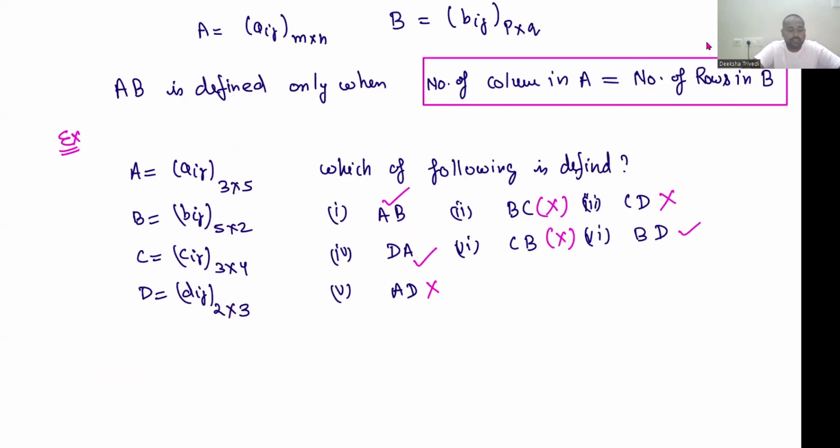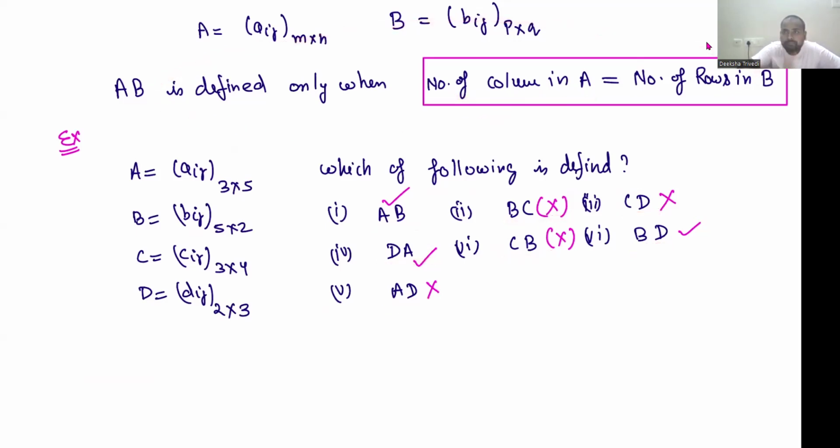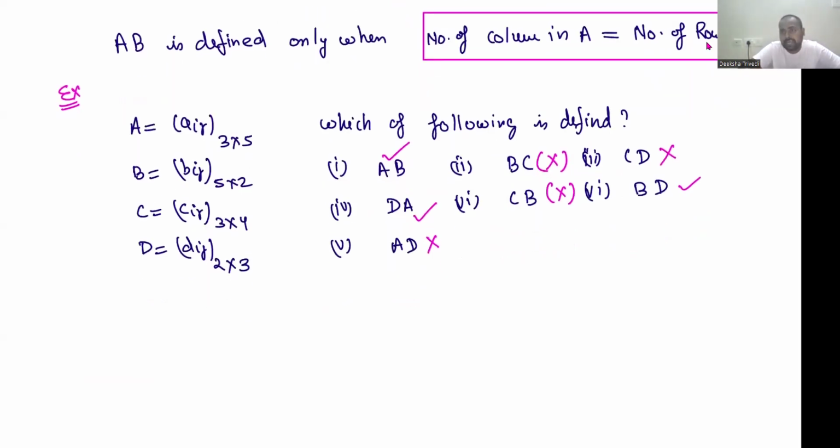Anyone have doubt on this? So हम केवल वही मल्टीप्लिकेशन डिफाइन कर सकते हैं जिसमें number of columns in first matrix is same as number of rows in second matrix. Very good. So मैट्रिक्स मल्टीप्लिकेशन करने से पहले हमें चेक करना पड़ेगा कि वो मल्टीप्लिकेशन डिफाइन है कि नहीं। डिफाइन होने की कंडीशन फर्स्ट मैट्रिक्स के कॉलम सेकेंड मैट्रिक्स के रो के बराबर होने चाहिए। अगर ऐसा है तो वो मल्टीप्लिकेशन डिफाइन है। Am I correct?